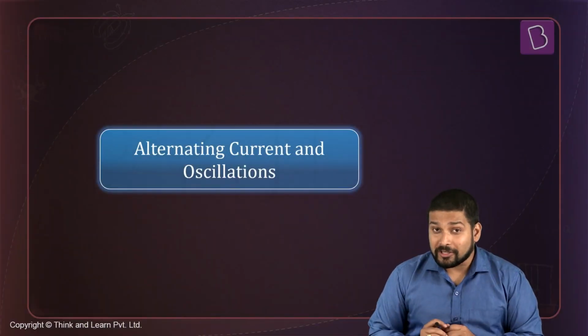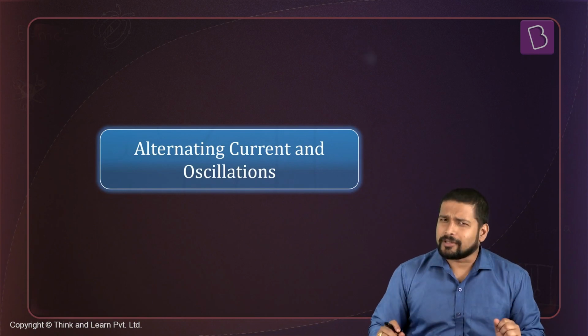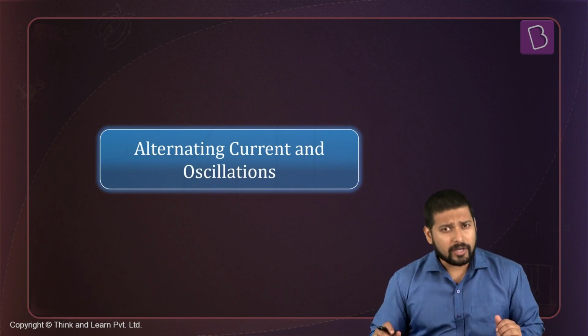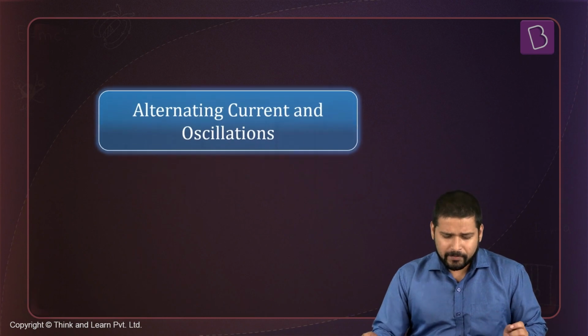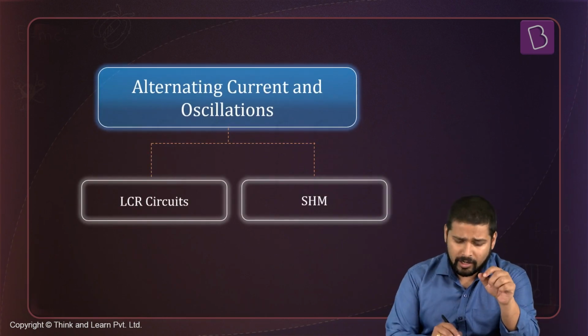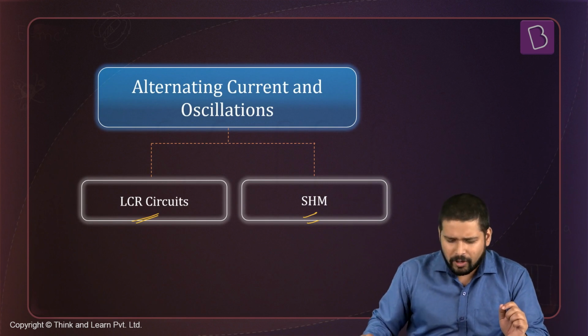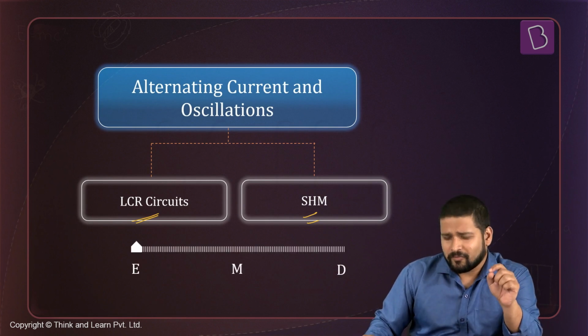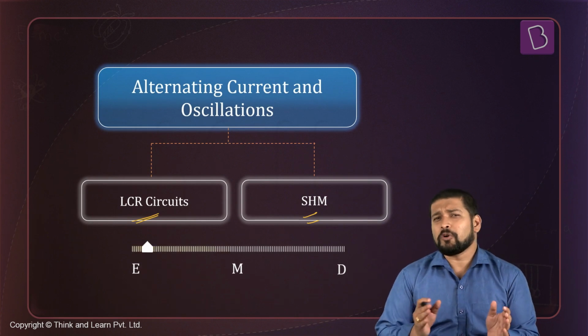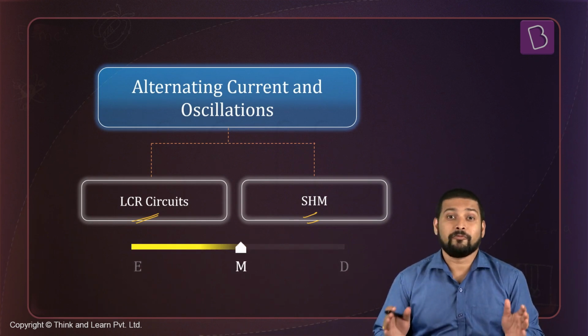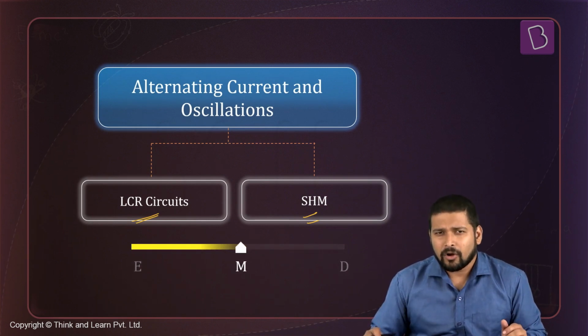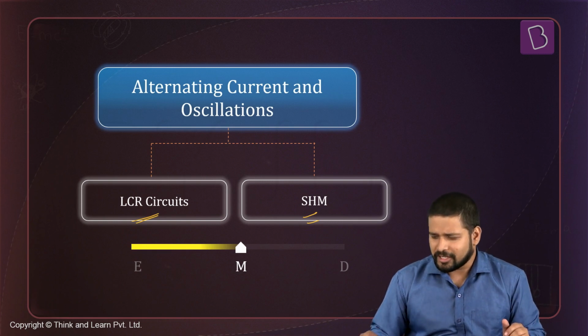Now this question is based on alternating current and oscillations. So in this problem we have to do a comparison basically, right? The sub-concepts involved are LCR circuits and SHM. Now if I talk in terms of the difficulty meter, I'll say that it's more towards the medium size. It's not very easy, but it's almost like a medium level question you can expect.